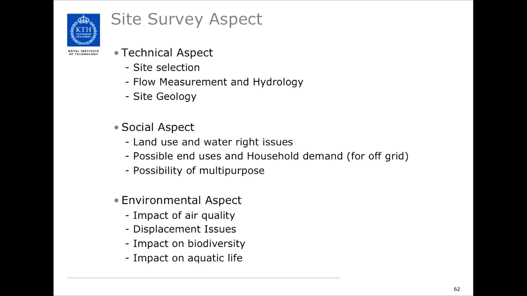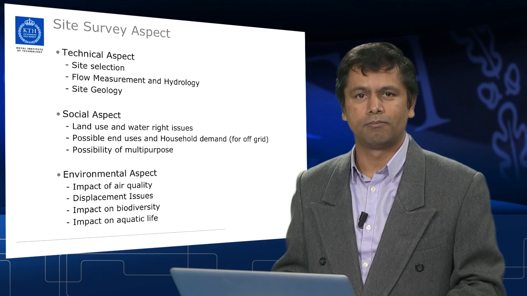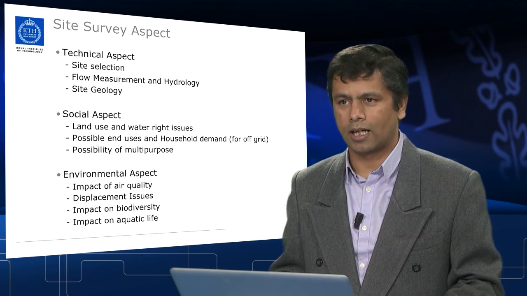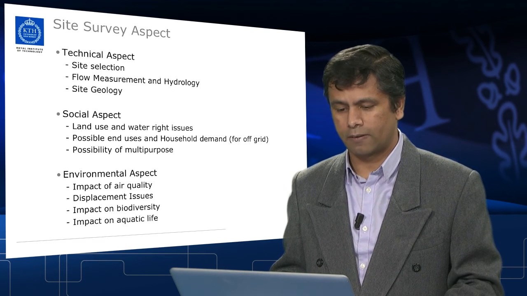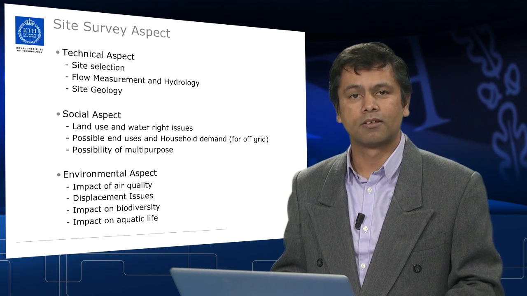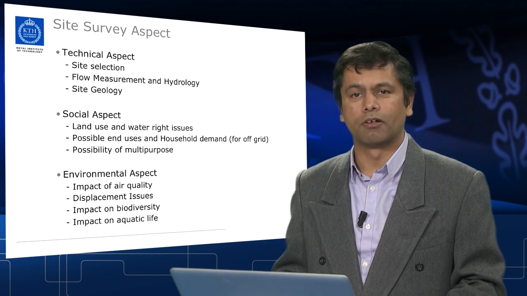So you have technical aspects. During the technical aspects, you need to understand how to select the site itself, and when you are going to select the site, the first thing that you have to keep in mind is we try to minimize the length of the headrace and penstock so that we can build an economic project. At the same time, we should also be careful about the stability of the site, and also whether the local materials are available or not.